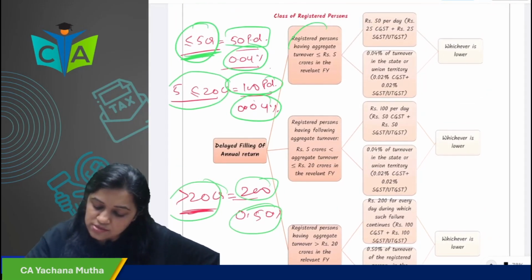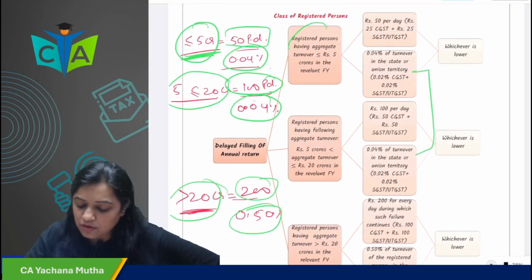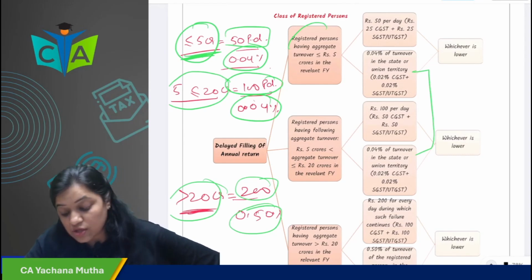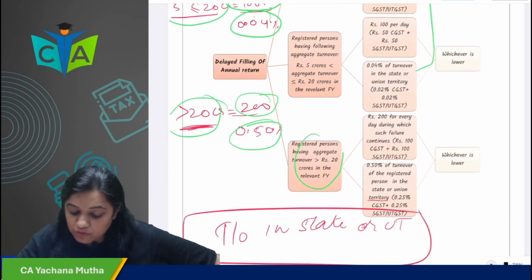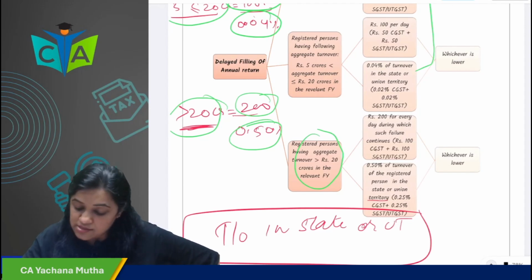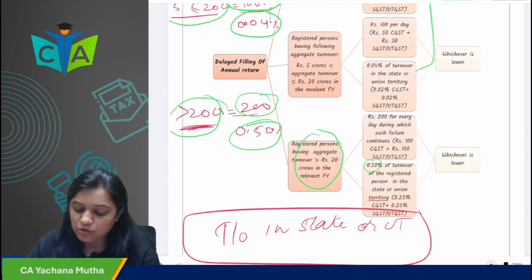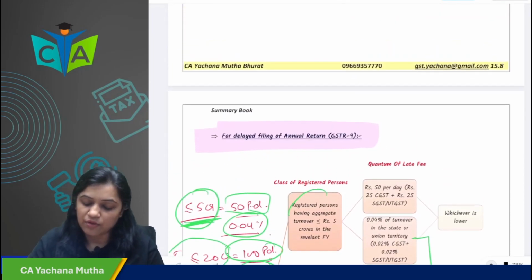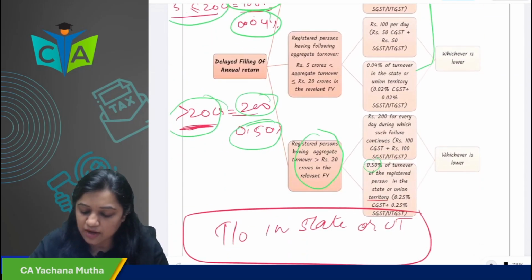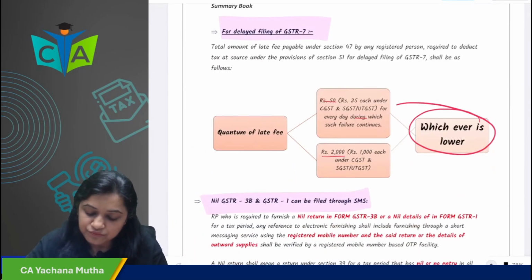So in the first two cases, what turnover in the union territory or state are they taking? 0.04. But if your aggregate turnover is more than 20 crores, then see how much they have increased it, from 0.04 to 2.5 of the turnover in the state or union territory. Okay, many a time in the exam they ask this particular point.